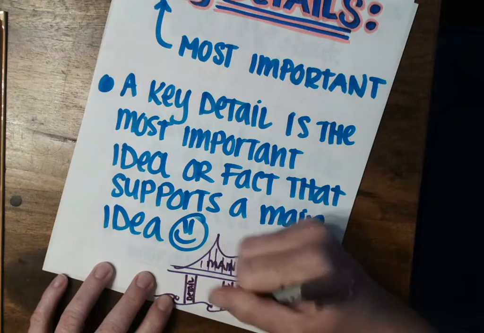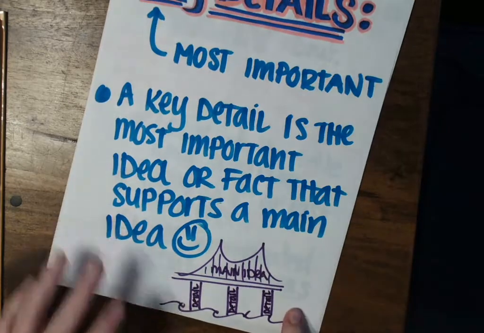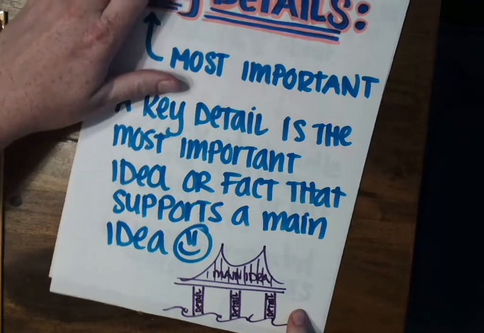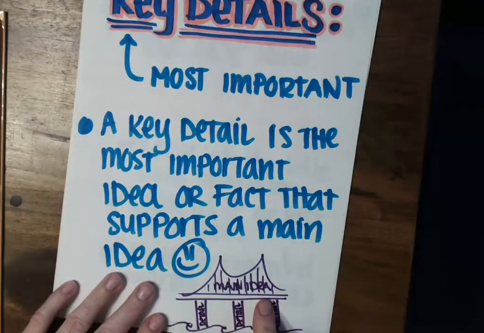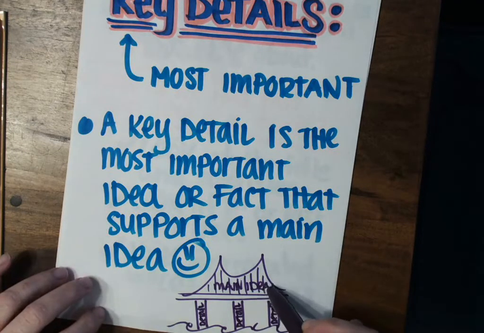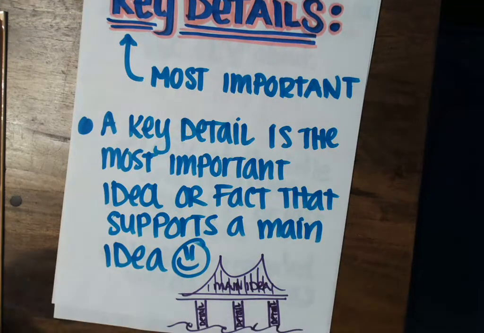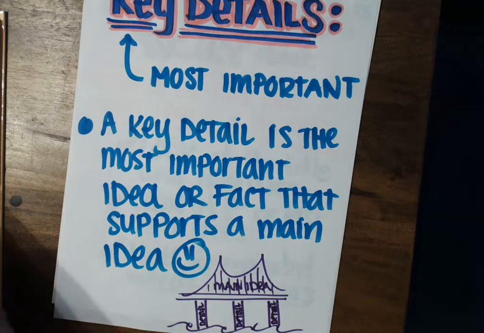And you can use this as an author when you're writing your own story or your own text. Not just in reading, right? If you're writing a report, you have to have a main idea and you have to have strong key details that support your main idea. And you're going to see this week in our reading that the main idea is supported with a lot of key details, but then there are also other details in there that maybe aren't as important.